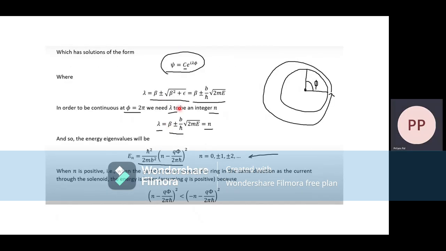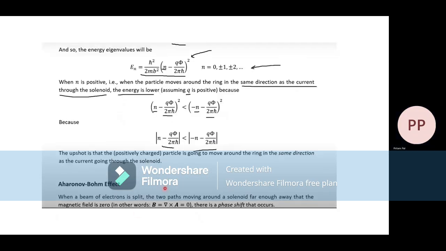So now what is very important, you need to take care of this thing. The energy eigenvalue will be this. Please remember this formula. It will become h cut squared by 2 m b squared times (n minus q phi by 2 pi h cut) squared, where n is an integer, which can take any value from 0 to plus minus 1, plus minus 2 and so on. When n is positive, that means the particle moves around the ring in the same direction as the current through the solenoid, and the energy is lower, assuming q is positive, because of this condition.